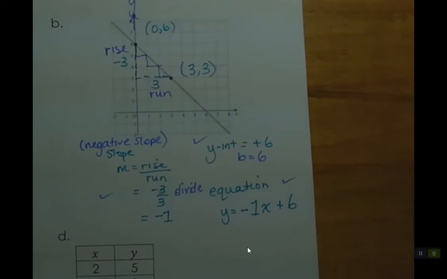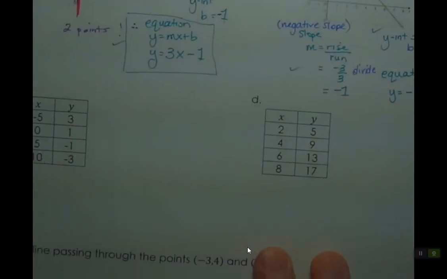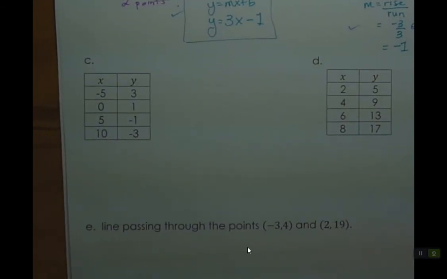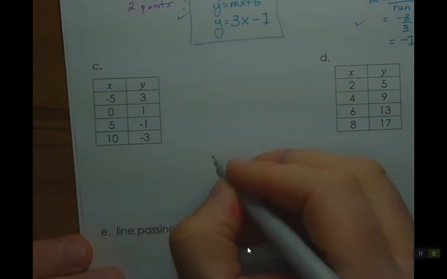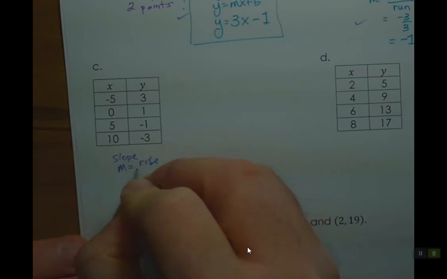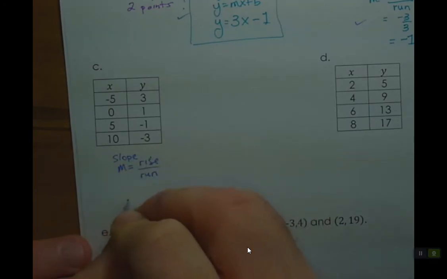So that's one way of finding the equation. I could also find the equation from a table of values, and we did this in the last lesson. And the way we did that is still find the slope as rise over run and find my y-intercept.